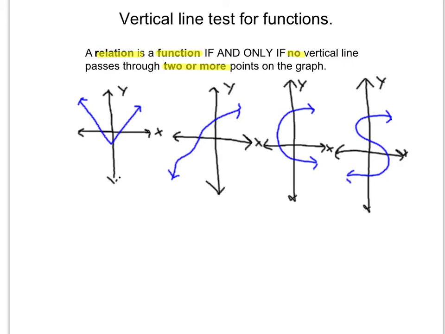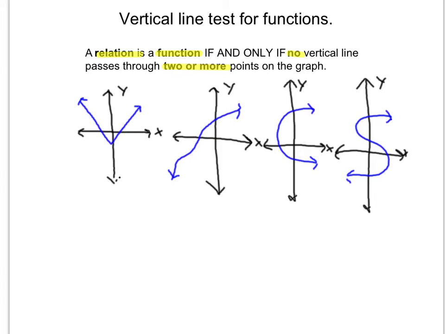When you see graphs, there is a very easy test to tell whether it's a function or not. Okay? It's called the vertical line test. A relation is a function if and only if there is no vertical line that passes 2 or more points on the graph. So if I draw a vertical line straight up and down, it should only go through 1 point on the graph for it to be a function.